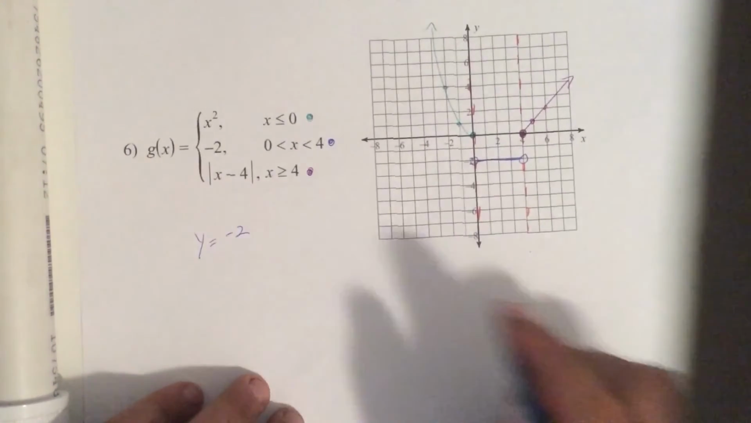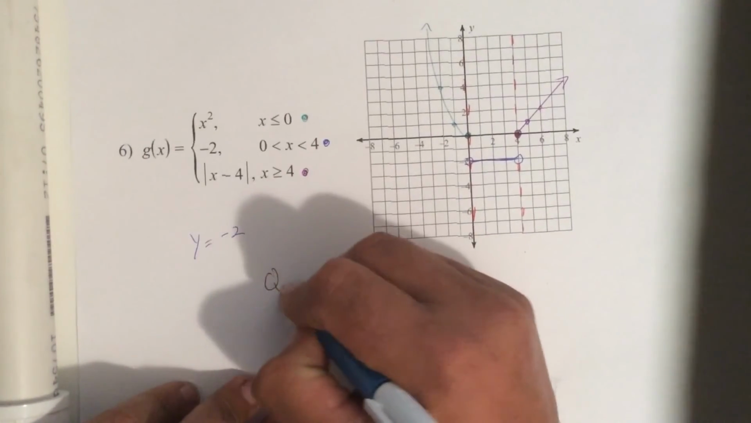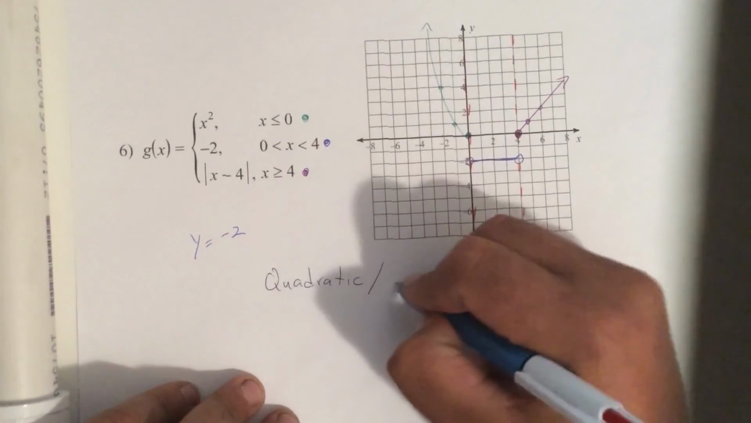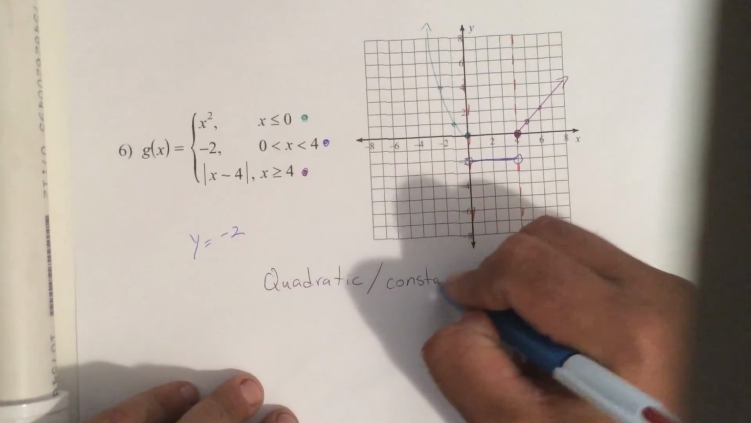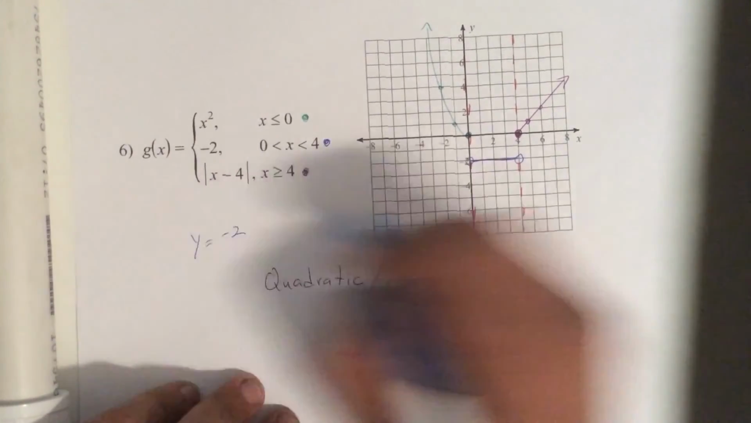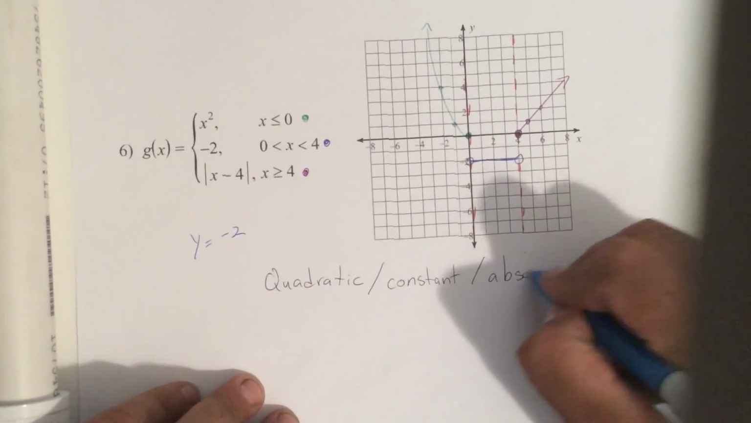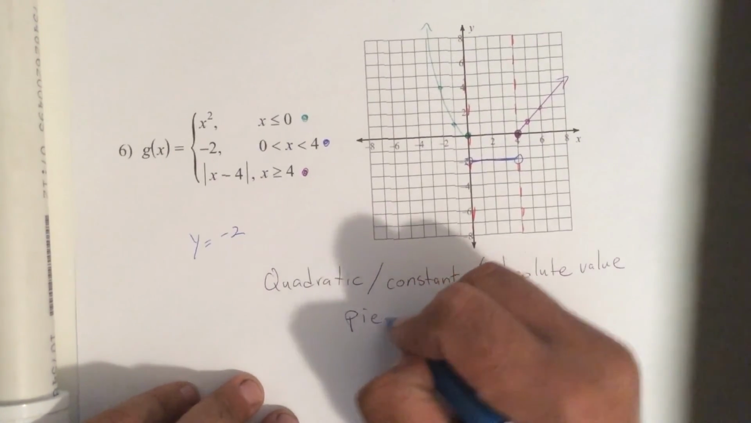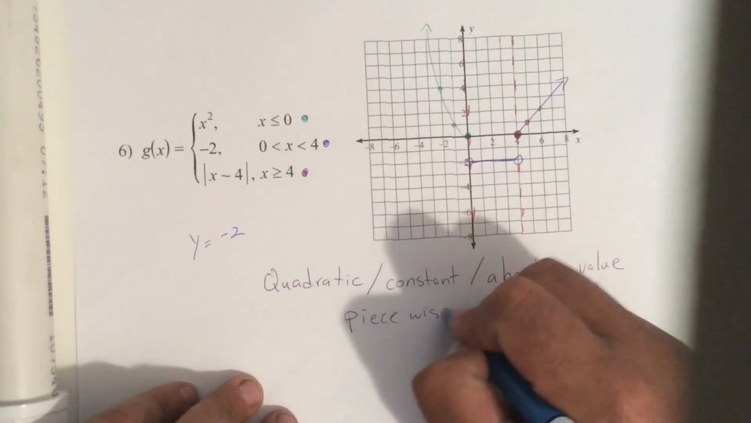We're actually going to call this a quadratic, constant, absolute value piecewise function.